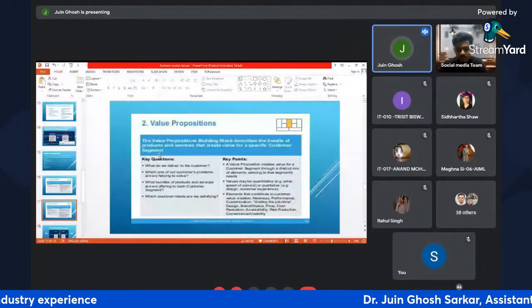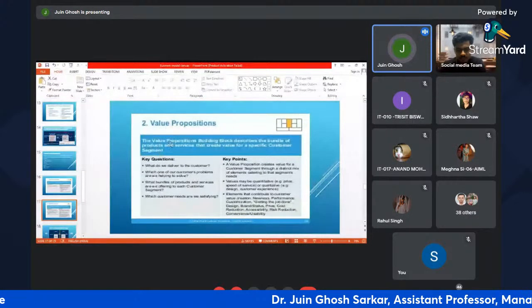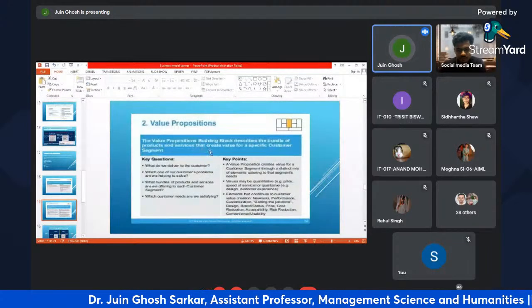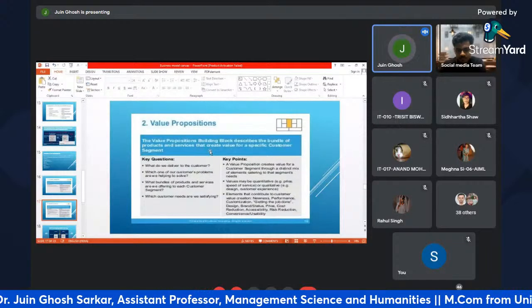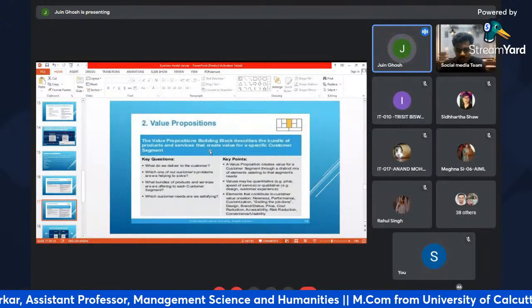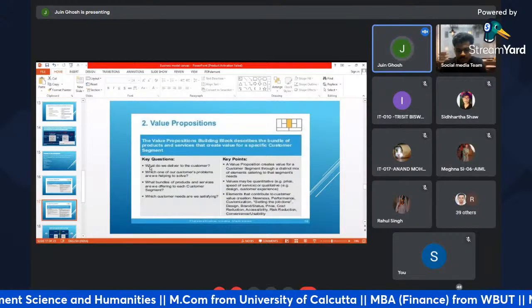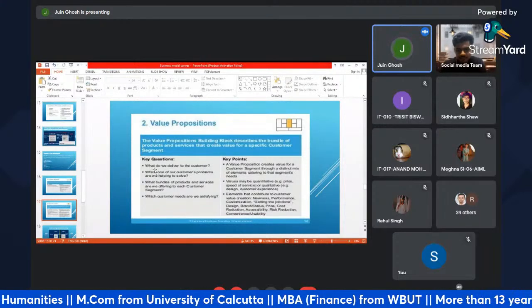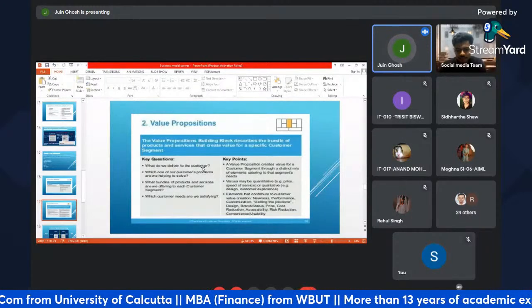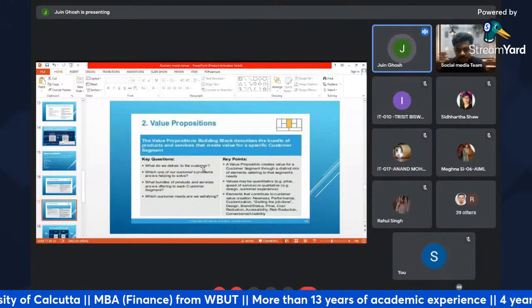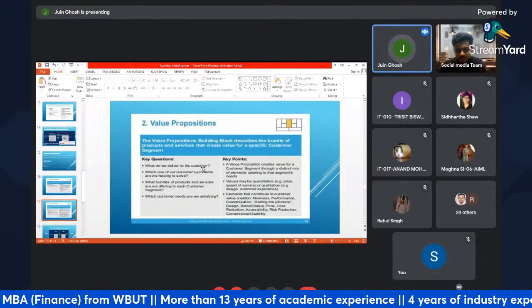Now, when we are talking about value proposition, these are the building blocks that describe the bundle of products and services that create value for specific customer segments, right? So for that, what are the questions that you need to be very clear about? What do we deliver to the customers? That should be very much clear to the organization as a whole.